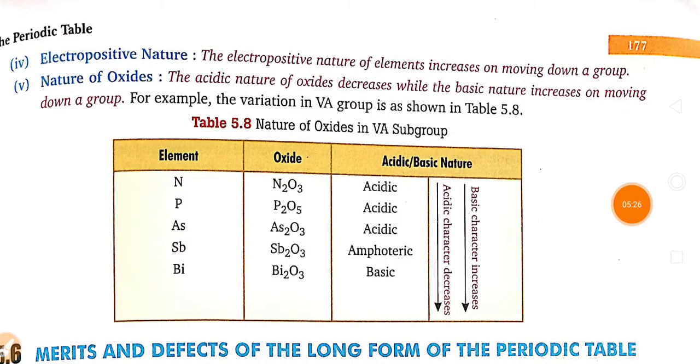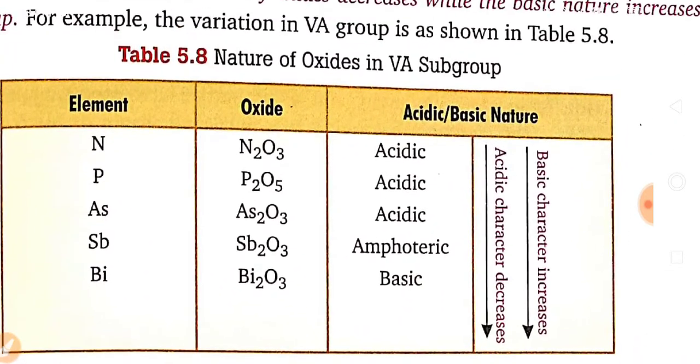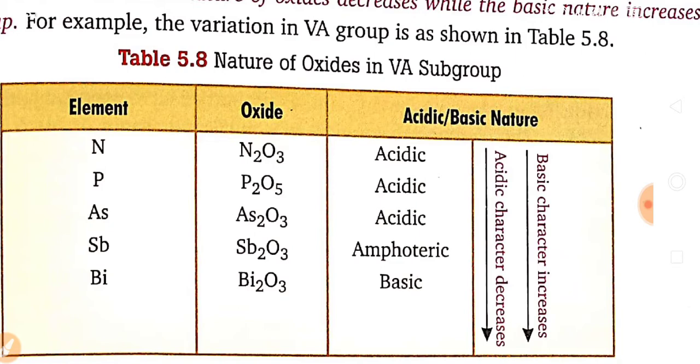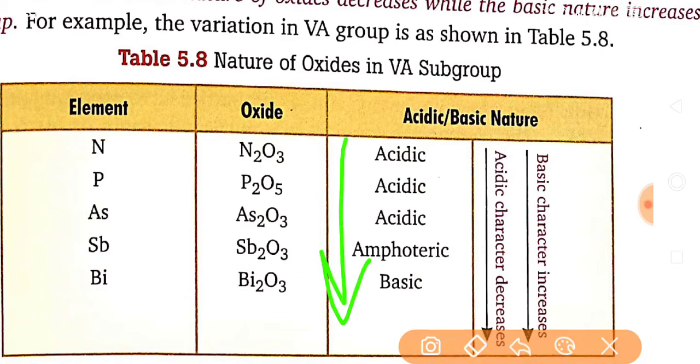Then we talk about the electropositive nature. The electropositive nature of elements increases on moving down a group. Nature of oxide: the acidic nature of oxide decreases while the basic nature increases on moving down a group. For example, the variation in fifth group is shown in table 5.8. Suppose these are the elements and their oxides. If you see, acidic character decreases down a group. You can say that groups are somewhat vice versa of periods.